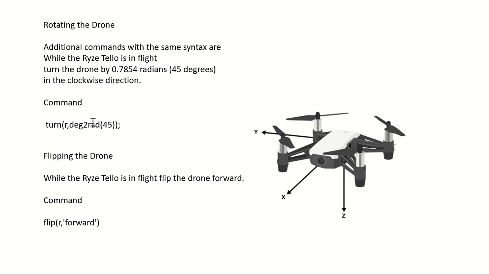You can also do things like turns. It works in radians, so you have to convert from degrees to radians. It's also got a slightly strange command called flip. If it's a certain height off the ground, say at least a meter or two, you can get it to do a little flip. Not that you'd want it to, but you could.